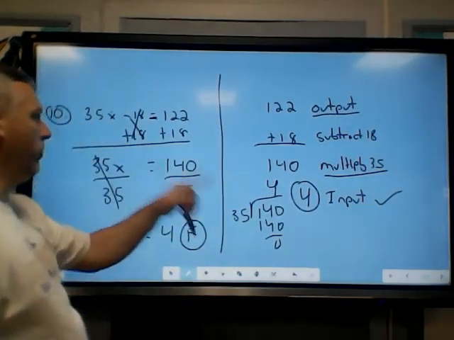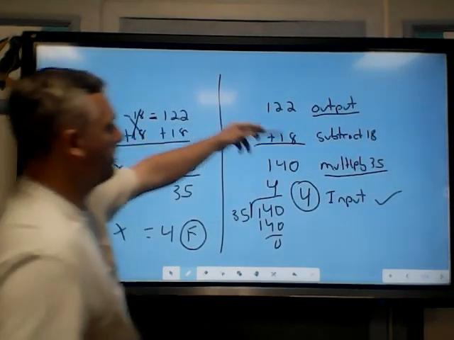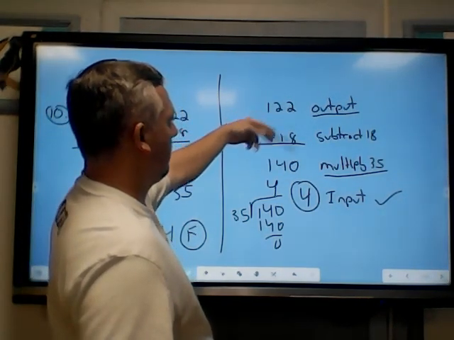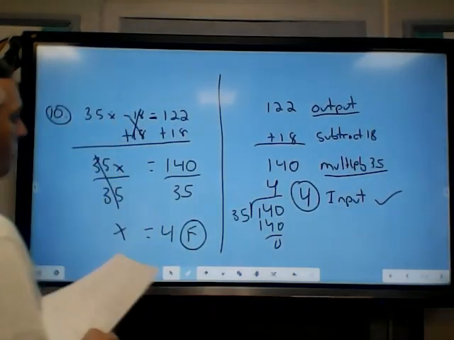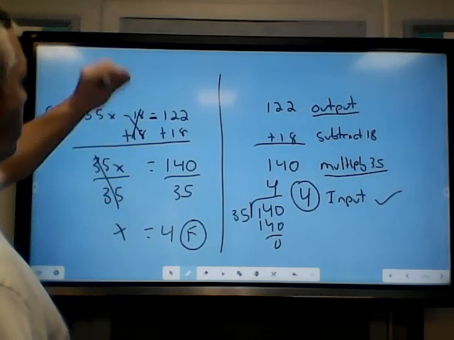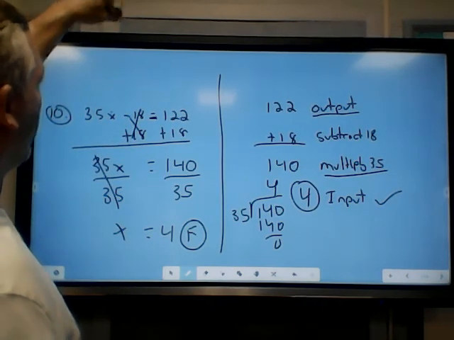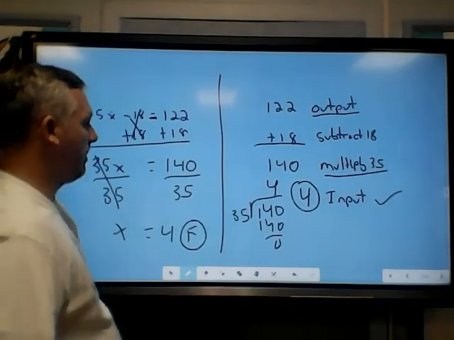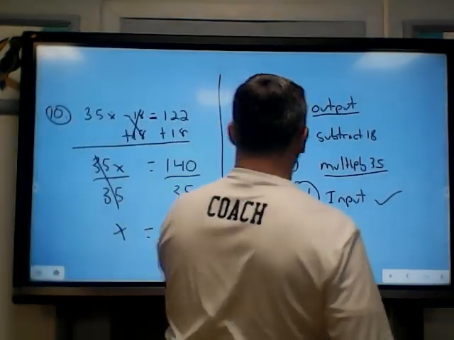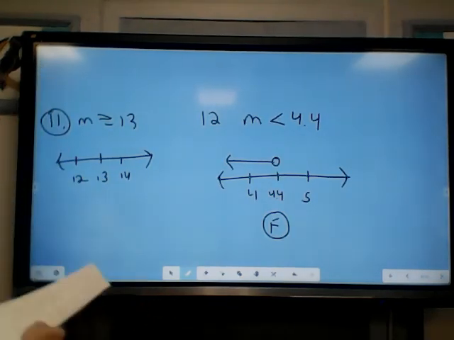And so there's two ways you can do this. This is the conventional way with the equation method. This is maybe just using common sense of working it backwards, saying if I end at 122, to find my beginning answer, I do the opposite. So instead of subtracting 18, I add 18. Instead of multiplying by 35, I divide by 35 to get my answer 4. That's on the test.